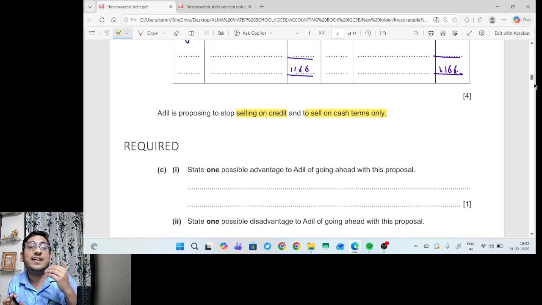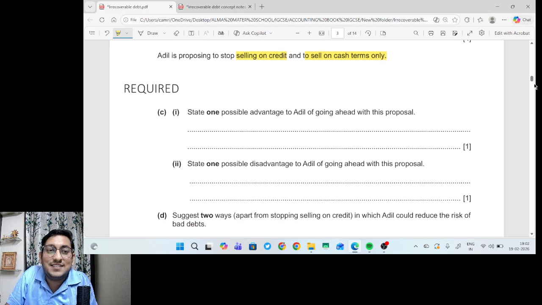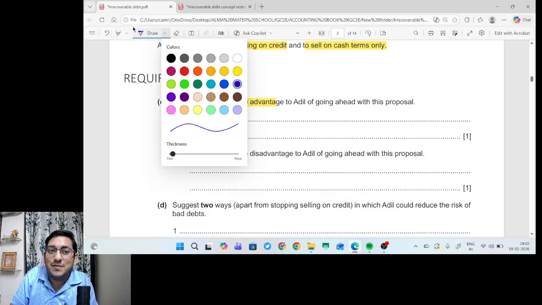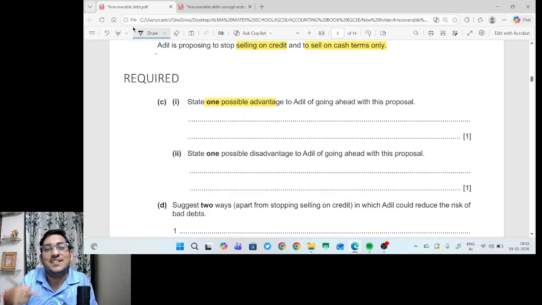But when you're taking any decision, there will be an impact. So the question, part C: state one possible advantage to Adil of going ahead with the proposal. If Adil decides to stop selling on credit, what will be the advantage to him? You may please pause the video and think for yourself, and then replay the video. State one possible advantage to Adil of going ahead with the proposal.